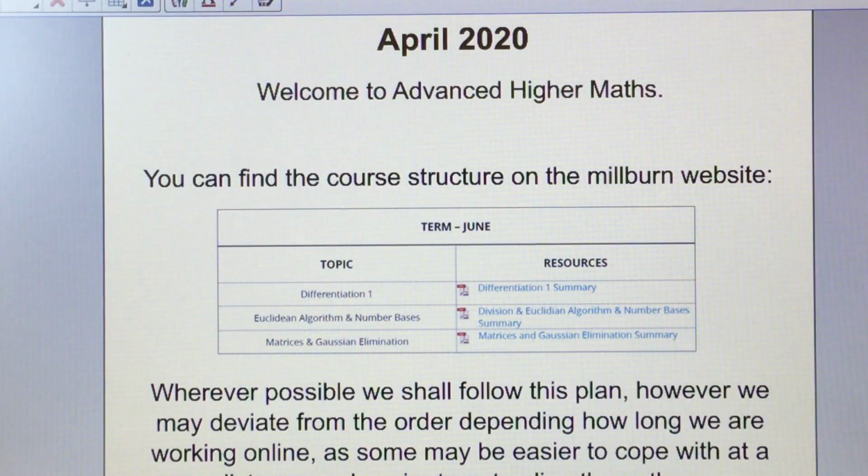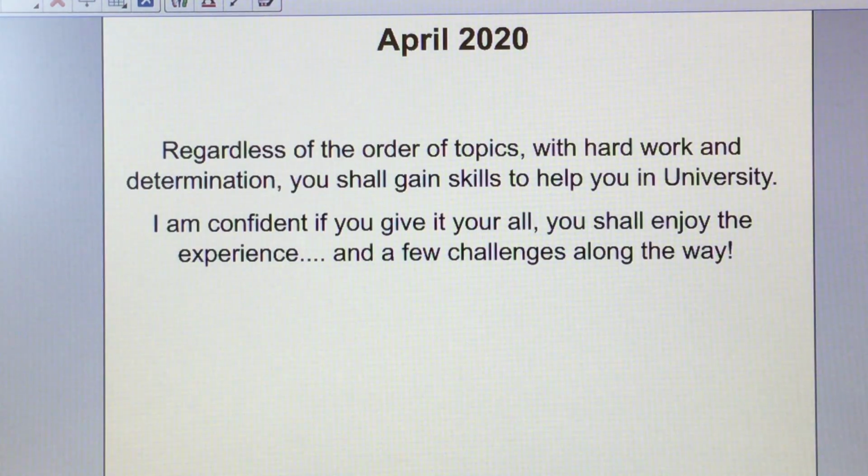You can find this course structure on the Melbourne website, and wherever possible we'll try to follow this plan. However, we may deviate from the order depending how long we're working online. Some topics may be easier for you to cope with online and others may be easier to put off. So the order may change. But regardless of the order of the topics, with hard work and determination, you shall definitely gain brilliant skills to go to university. I'm confident if you give it your all, you shall enjoy the experience and a few challenges along the way.